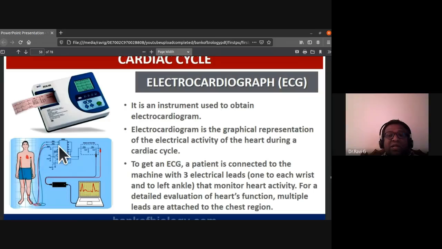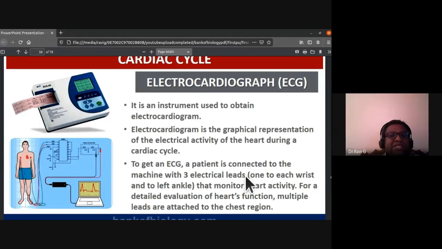The electrocardiogram is the graphical representation of the electrical activity of the heart during a cardiac cycle. That is what the electrocardiogram is. It is a graphical representation. You see on the graph sheets, there would be the reading.